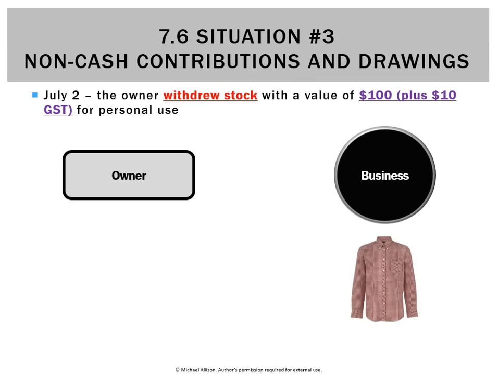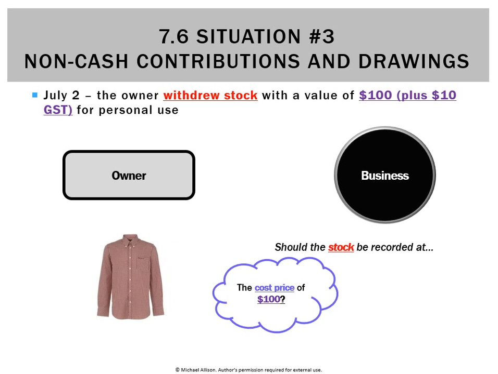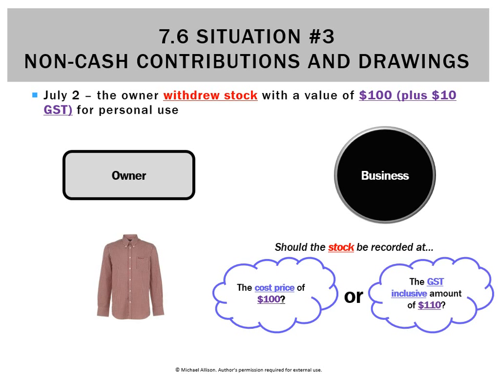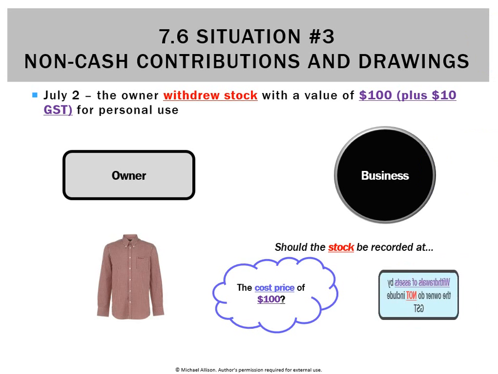What about the owner taking out stock for personal use? In this case, a shirt with a value of $100 plus GST of 10. So the first thing we want to think of here is, are we going to record these drawings at the cost price of 100 or the GST inclusive amount of 110? What's happened is the business has already paid the $10 GST when it bought the stock, so we don't need to account for that again. So we're just going to record drawings at the cost price.